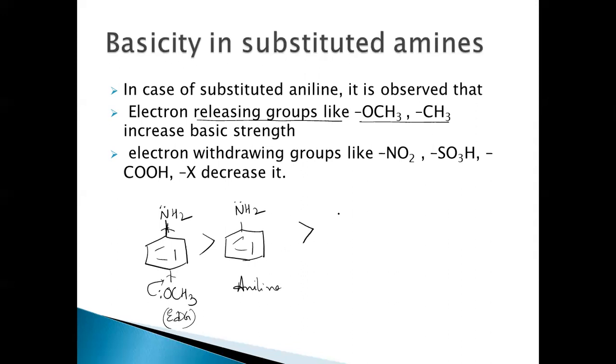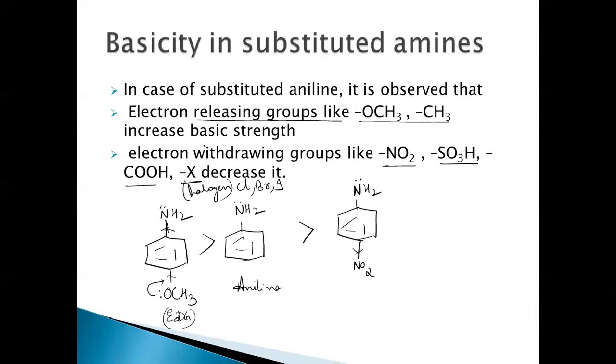And if there are electron withdrawing groups, what are the electron withdrawing groups? Like NO2, SO3H, COOH, or X. X is nothing but the halogen here, which can be Cl, Br, or I. So electron withdrawing groups will withdraw the electrons from the ring, thereby making the availability of the electrons on the nitrogen still less when compared to that of aniline, thereby making it less basic. Therefore, here electron withdrawing groups like NO2, SO3H, COOH, and X will decrease the basicity.